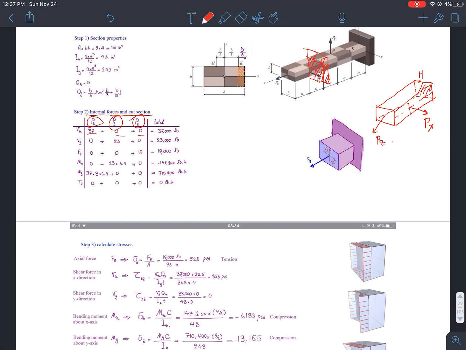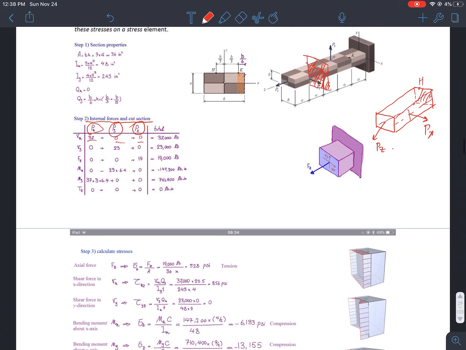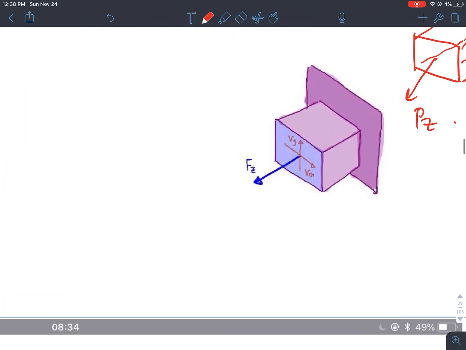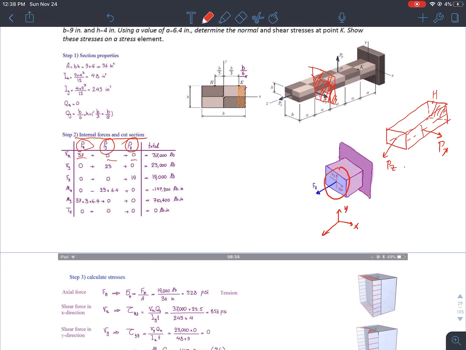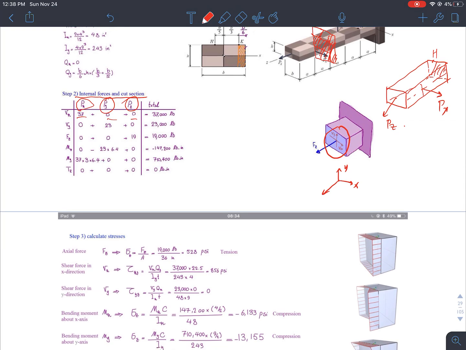Okay, so I make a small orientation here as well. Okay, so let me zoom in. You can see it. So at this local coordinate, I have X going this way, Y going this way, and Z going this way. And I call it PX, axial force, PY, and PZ.